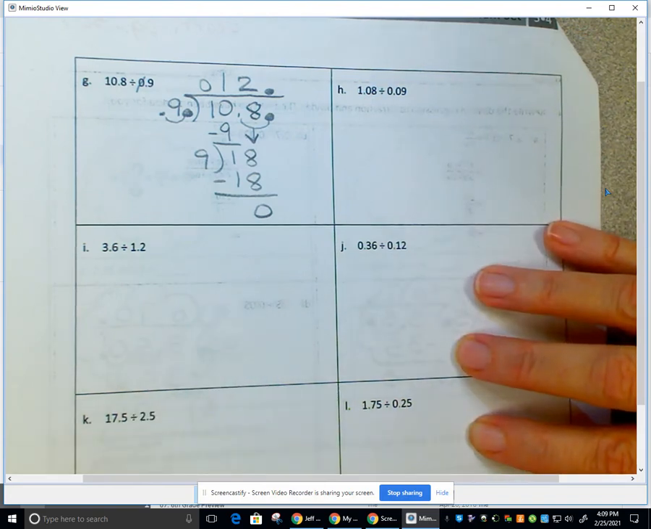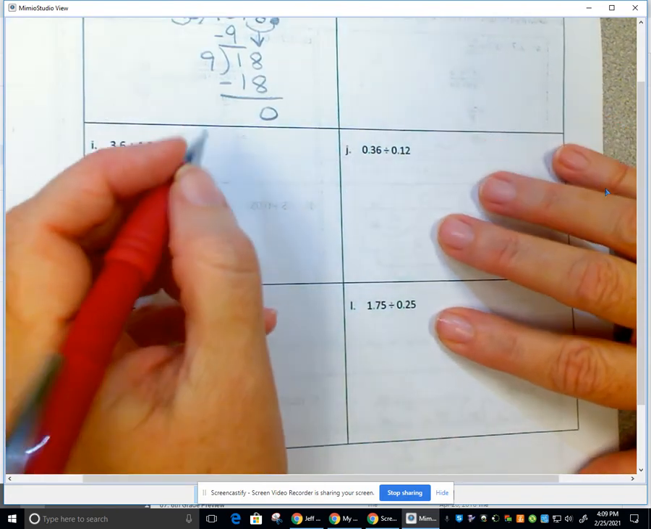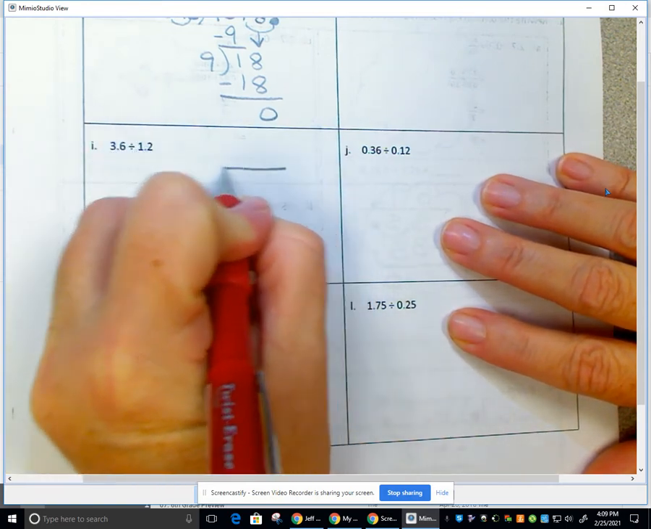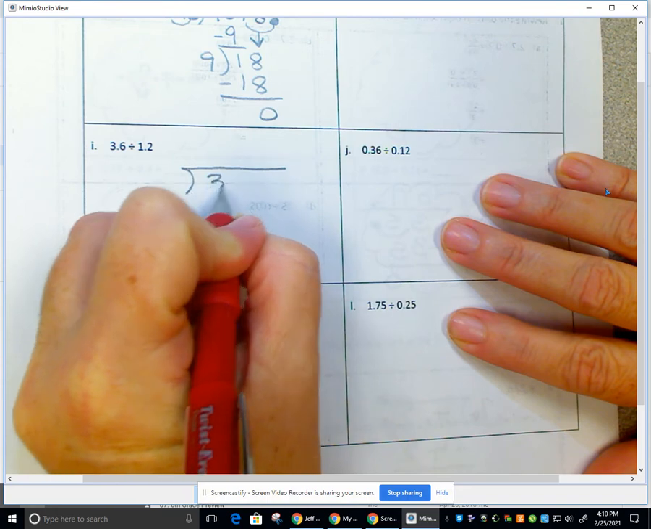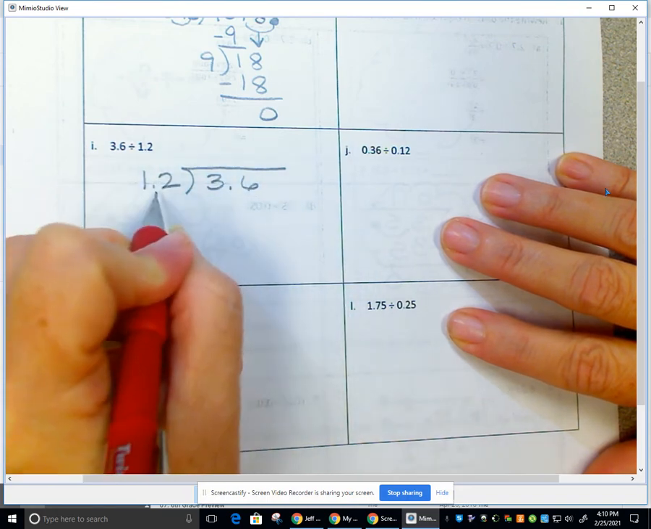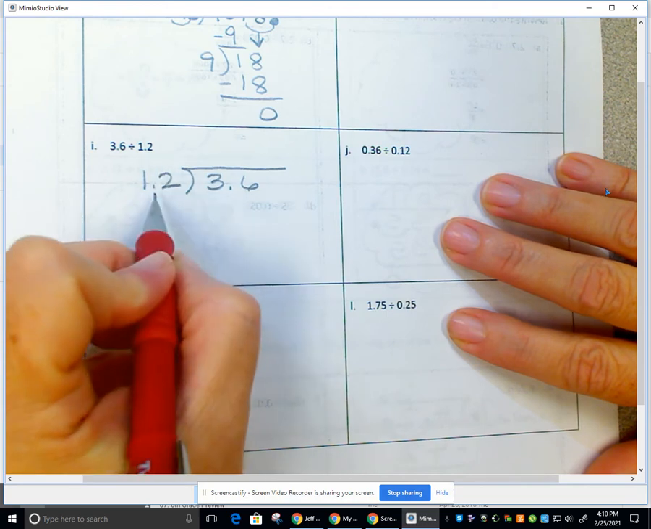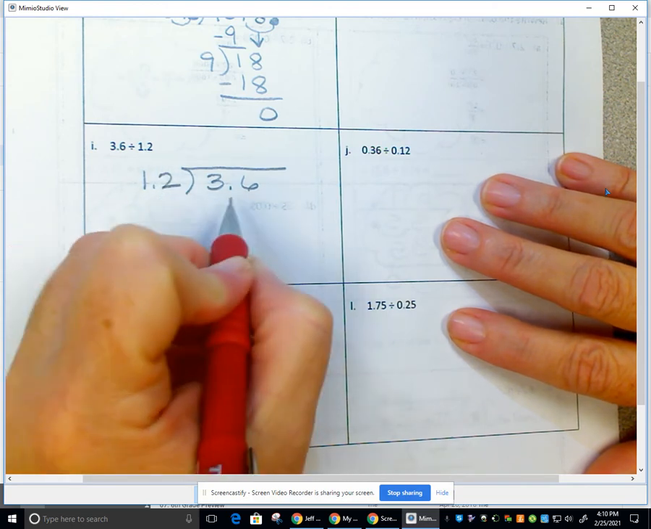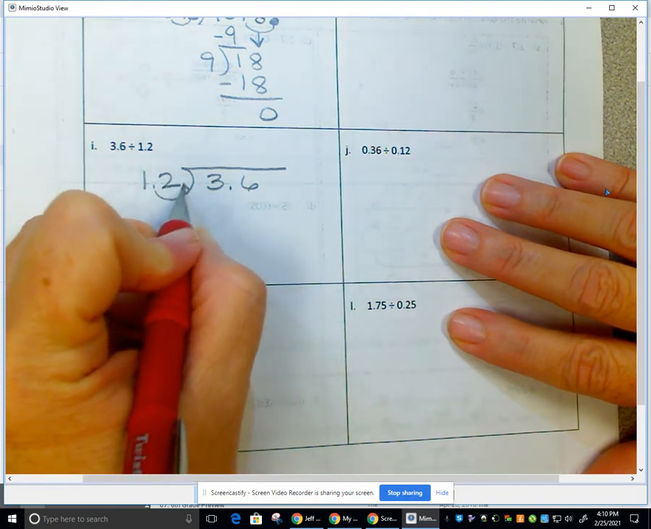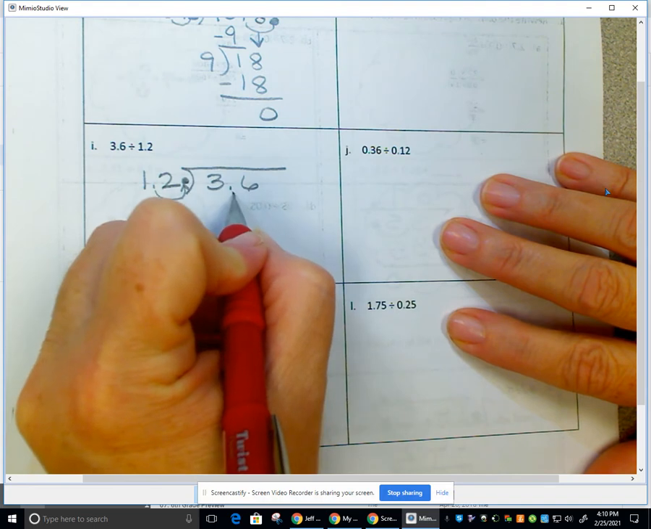Okay, let's come down to I. We'll set it up. First number will go in. Remember, my divisor's the boss. However many jumps it takes for this to be a whole number, that's how many jumps you take over here. One over here. So this jumps 1.